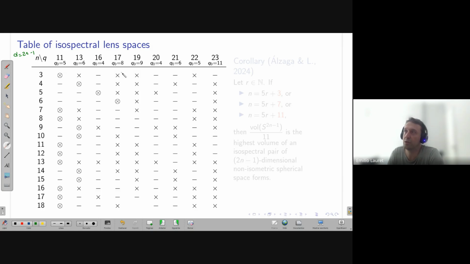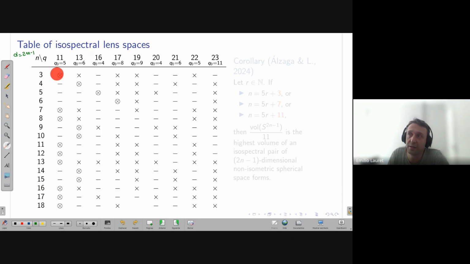Every time that there is a cross is because there is isospectrality among length spaces of this fixed q and this fixed number of parameters. Okay. If there is a dash, there is no isospectrality. If the q doesn't appear here, for instance 14, is because there are none in any n that appears here. Okay.